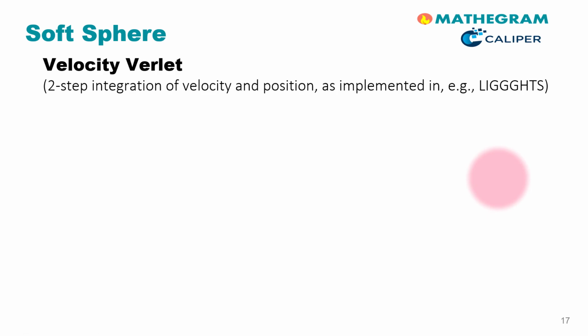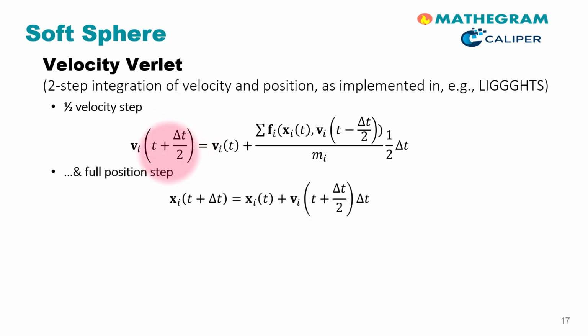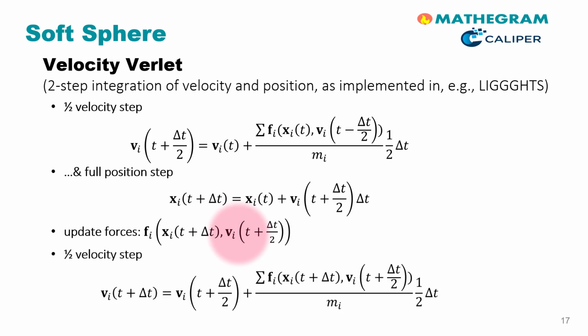Details of this time discretization are summarized on this slide. The so-called velocity-Verlet two-step integration algorithm is typically employed, which is an explicit time integration method. It consists of a half velocity step to obtain an intermediate velocity v at t plus delta t half. The position xi is incremented for a full step. Subsequently, the forces are updated at the new positions and velocity coordinates. Finally, the remaining half velocity step is performed.